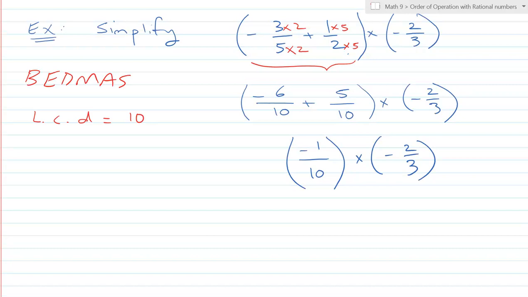Okay, so that's what you will get. You'll get negative 6 over 10 plus 5 over 10, and just the LCD was 10. Okay, 2 times 5. We polish that, so negative 6 plus 5 is negative 1 over 10, writing one of the denominators, times the fraction negative 2/3.